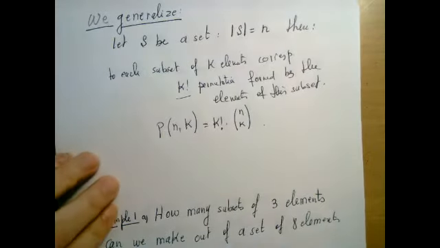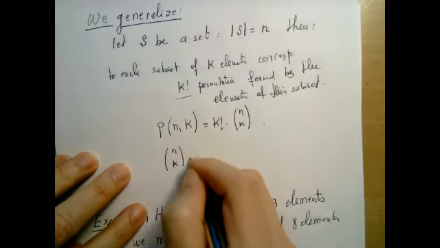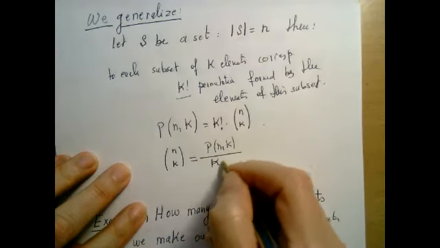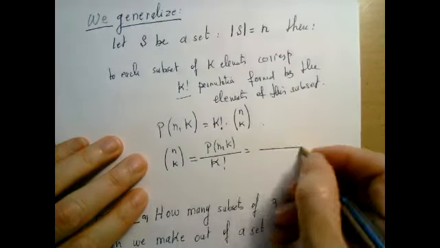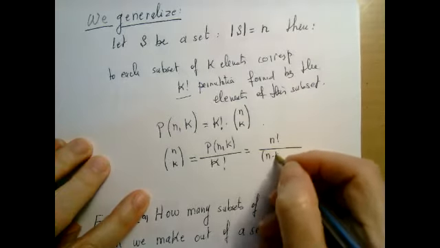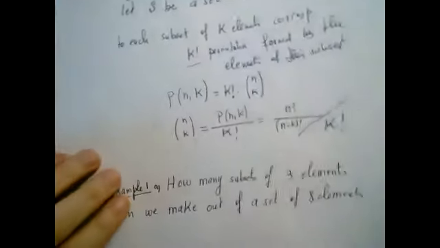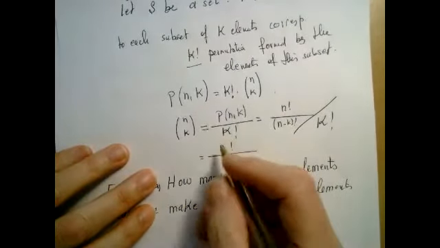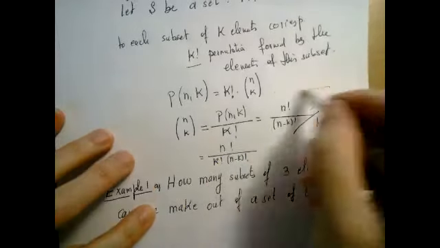And this is going to help us figure out the number of subsets. It means the number of subsets is equal to the number of permutations divided by K factorial. But what's the number of permutations? The number of permutations is N factorial over N minus K factorial, the whole thing divided by K factorial. So, sorry, the number of subsets is N factorial over K factorial times N minus K factorial.